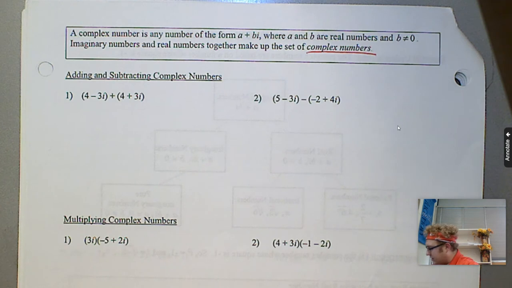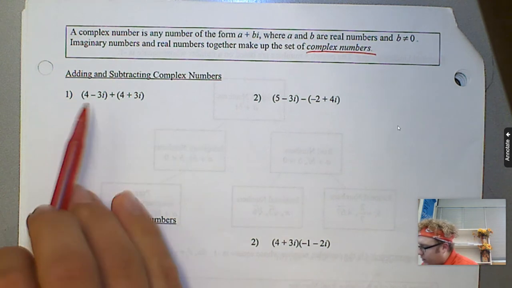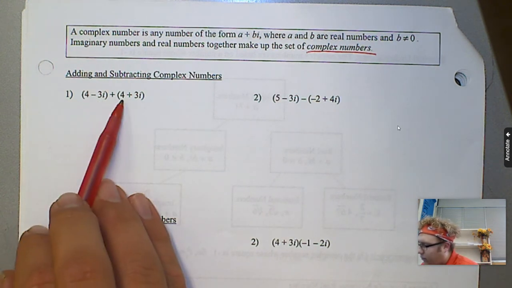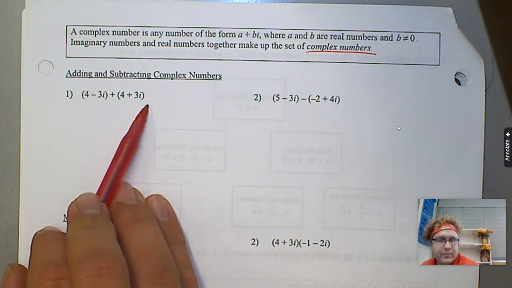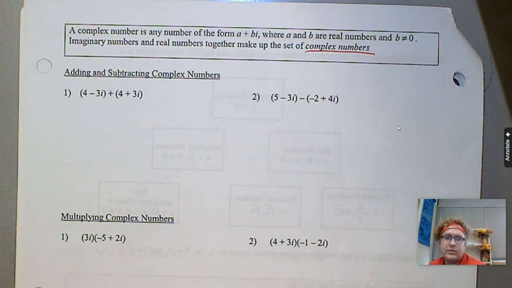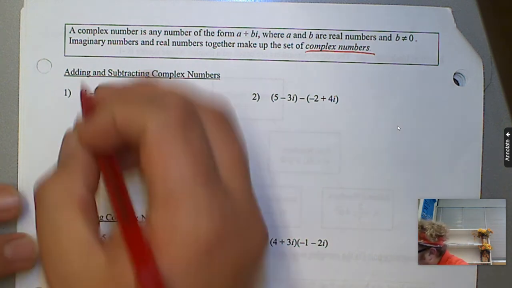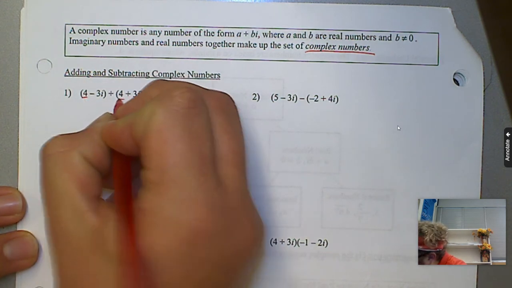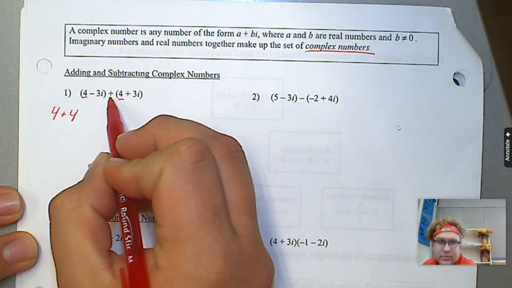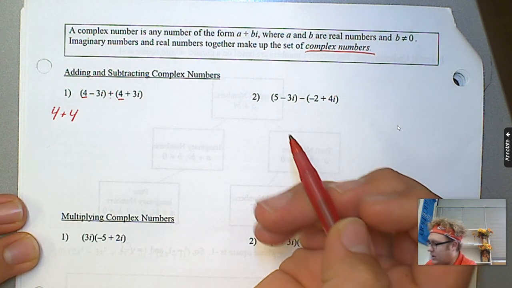So in this first example, and just by the way, we are on page 25 right now. If I take a look at example 1, I've got 4 minus 3i plus 4 plus 3i. So what I want to do is treat these real numbers and these imaginary numbers just like I would treat variables or like terms. So I'm going to group the 4 and the 4 over here, and they are being added as evidenced by the plus sign there. So that's why I'm just going to keep their signs.